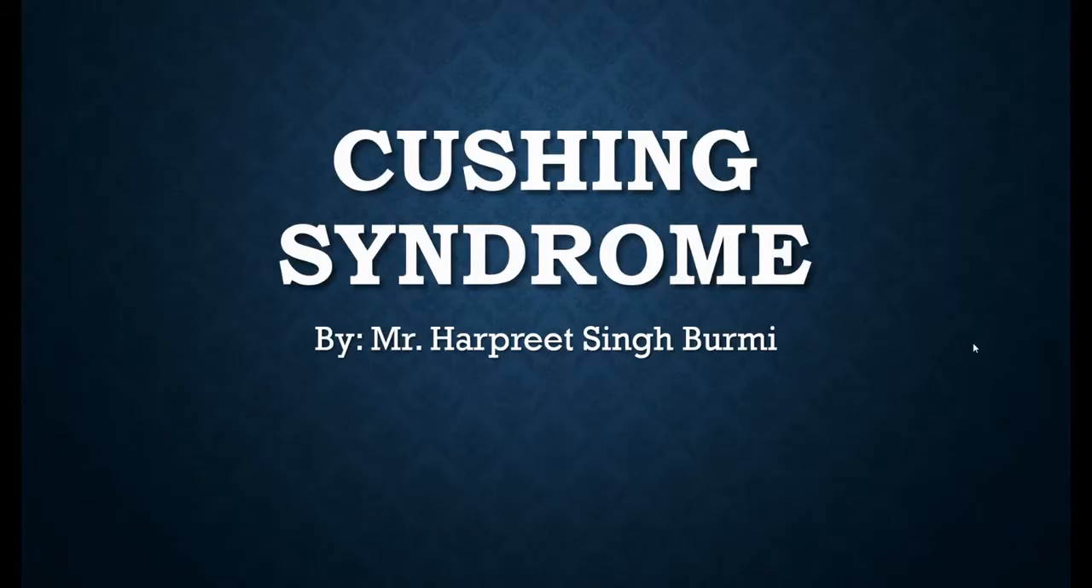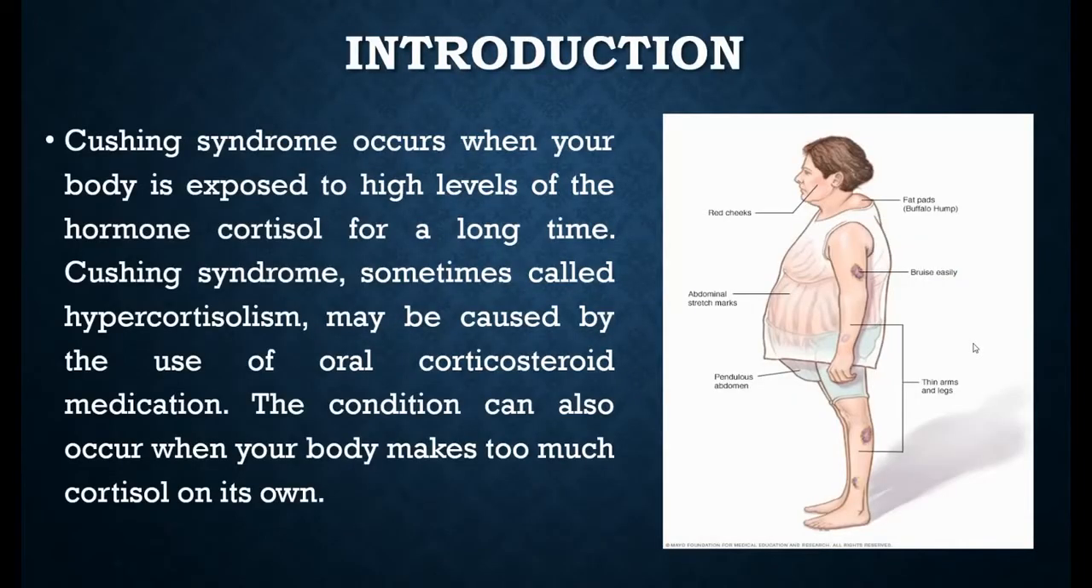Students, the next topic is Cushing syndrome under endocrine system diseases. So let's get started. The introduction says that Cushing syndrome is a problem that occurs when high levels of the hormone cortisol are secreted. We can also call it hypercortisolism. It can also be caused by oral corticosteroid medication. If you are taking that medication orally, even then you can have this problem.